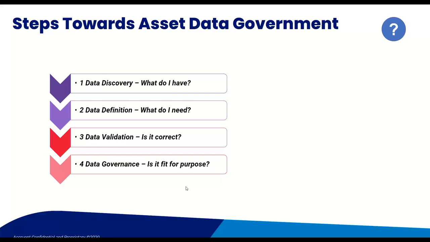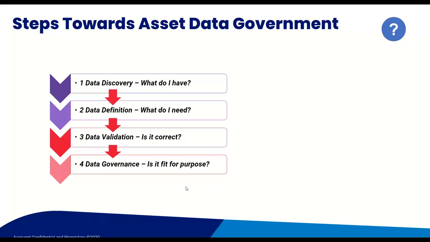So we see that in several steps, data discovery, data definition, data validation, and data governance going through these different steps. So beginning with understanding what data is available, so what is there in the 3D model, what is there in the drawings, what is there in the different documents that you have received from the project. Then defining the data, so what is needed for these facility management processes.